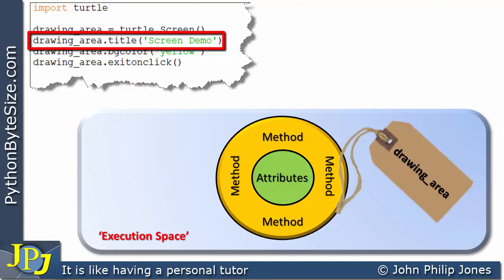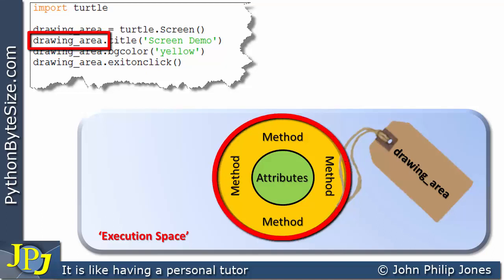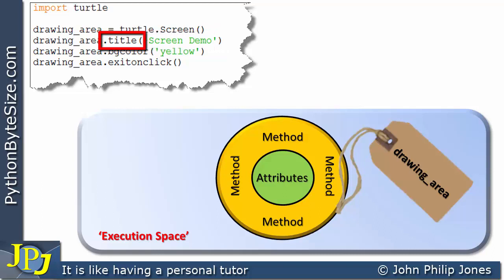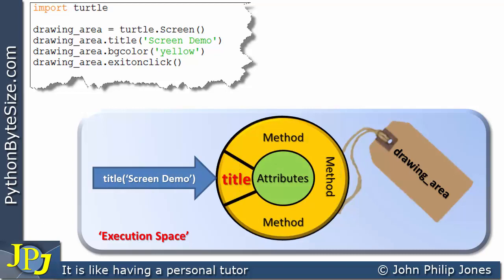Now, this line is a message to this object, which you can see in the schematic animation here. And of course, this will invoke this method passing in the screen demo. And if we have a look at the schematic diagram, we can see there's the message and it's going to invoke this. And we know from the previous videos in this playlist that that will alter the title of the screen that will be displayed.